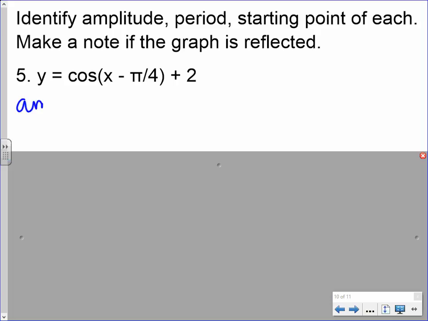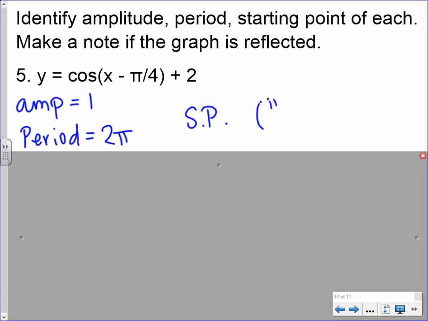Hannah, what is your amplitude? 1. Good. Gabby, what's the period? 2. Great. And our starting point, let's see. Sid, what's your starting point? Pi over 4. Do you agree with all of those values?